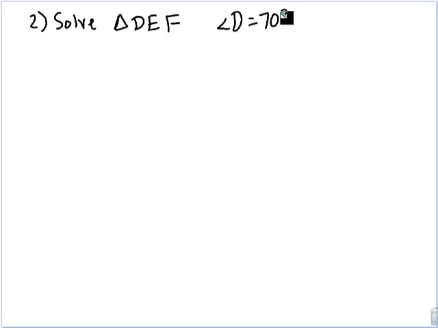So this time, let's see, we will solve triangle DEF. Angle D is equal to 70 degrees. Side D is equal to 10. And side E is equal to 8.